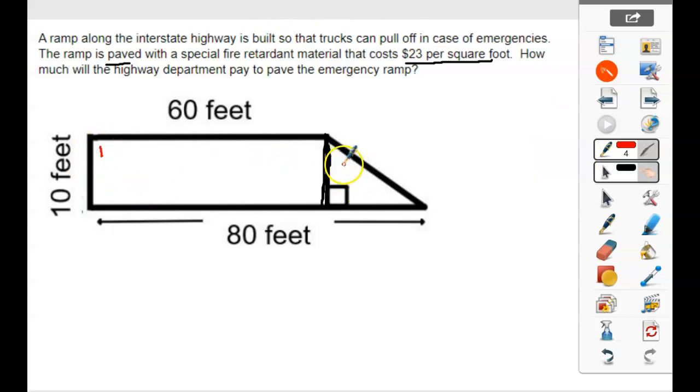I'll just label it 1 and 2. So 1, it's a rectangle, so it needs to be length times width. And this 60 is the full length across right here. So that's the dimension I need. And then 10 is my width here. So I've got 10 times 60. The area of my rectangle is 600.